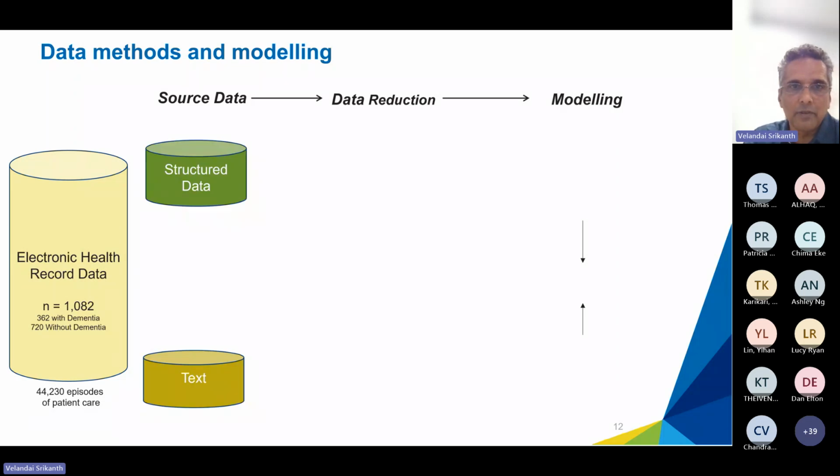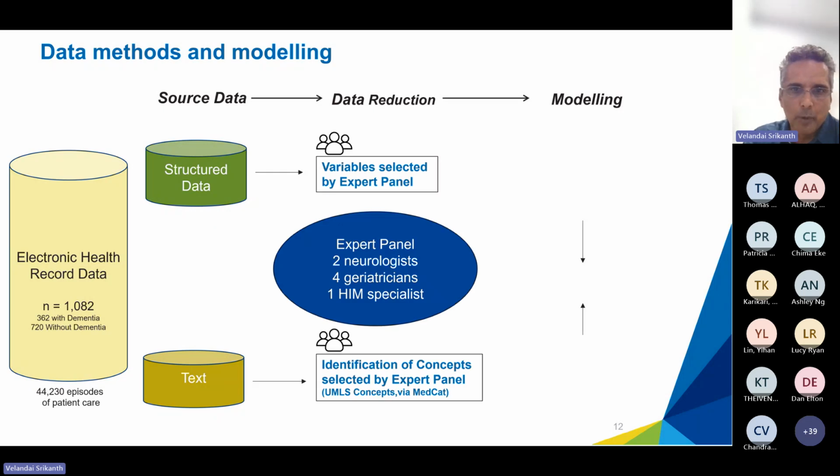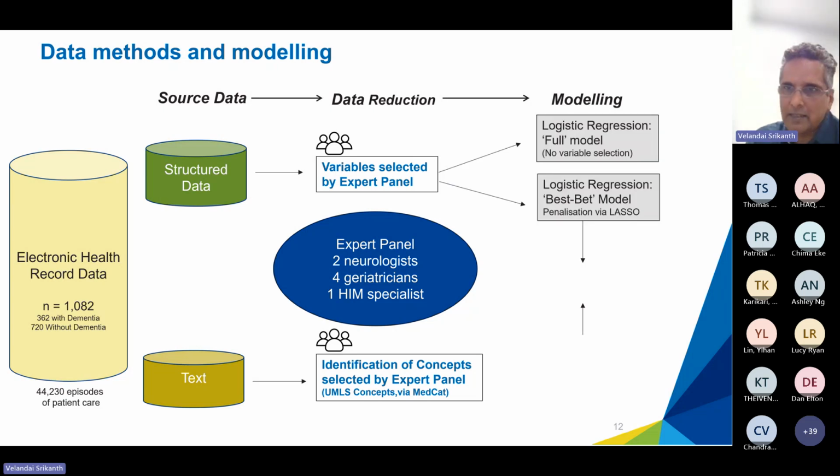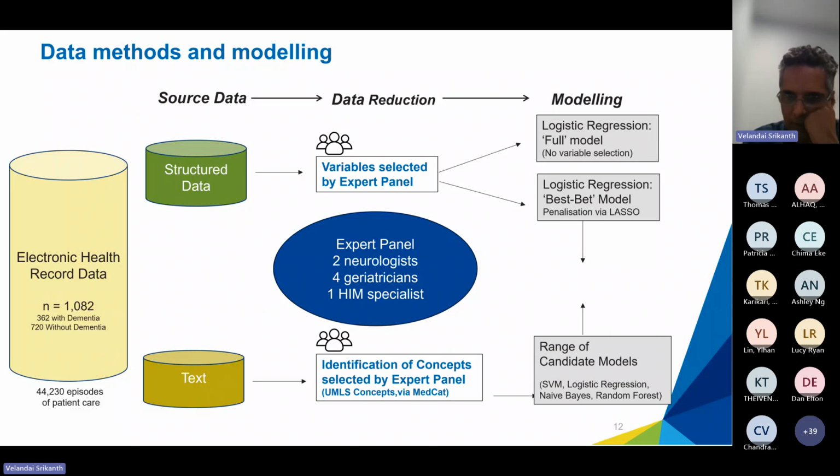So we had 2 different data reduction and modeling streams. Both included input from the expert panels, particularly the identification of concepts, which were refined and selected by the expert panel with regards to the NLP. In the structured data set, we went through the usual approaches using logistic regression. We then penalized that using a lasso procedure. And in the NLP stream, we used a range of candidate models and approaches.